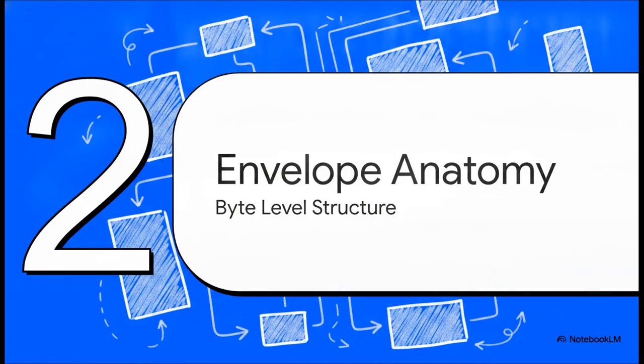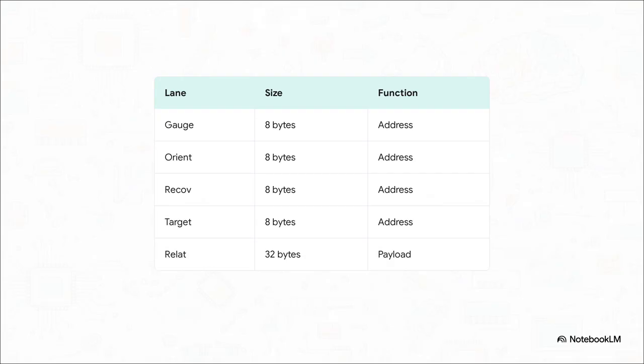Moving on to section 2, anatomy of the envelope. Okay, let's zoom in on the physical structure at the byte level. This 512-bit envelope breaks down into exactly 64 bytes. Notice how we get 4 8-byte lanes: gauge, orientation, recovery, and target. Now, these aren't memory cells just waiting for random data. Think of them strictly as address or ruler surfaces. Then trailing behind that, you've got a 32-byte relation tail, which carries the actual payload, witness or pairing.